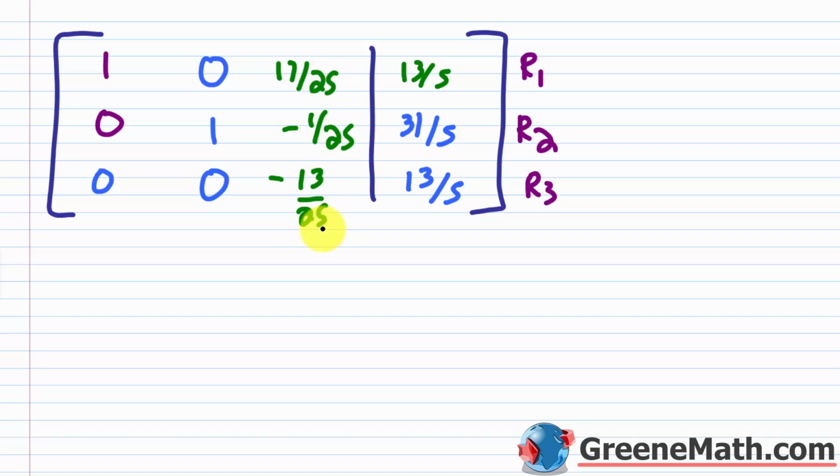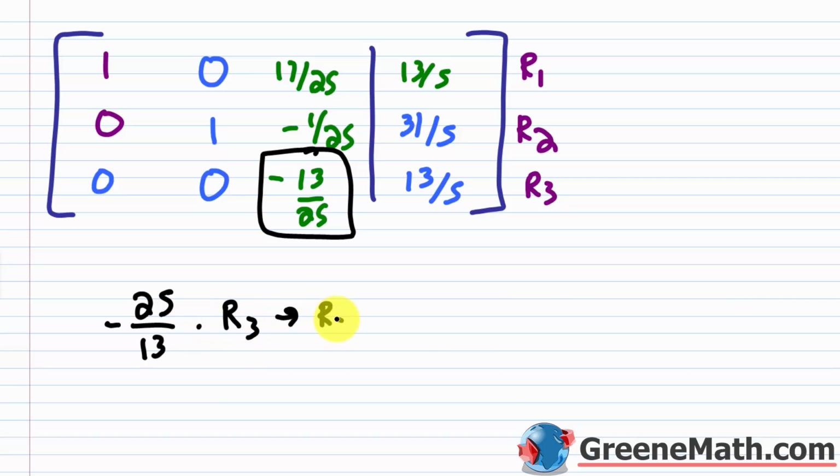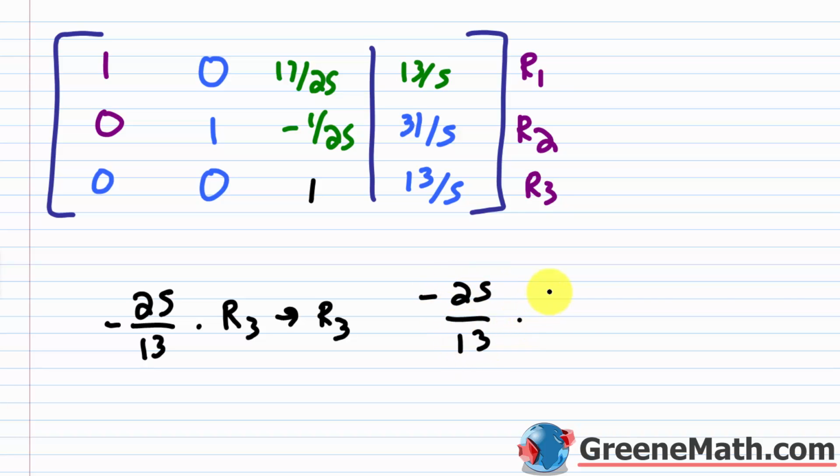So now I want to move on to this column, and I want to get a 1 here, okay? So how do I do that? I multiply row 3 by the reciprocal of this. So I would take 25 over 13, the negative of that, multiply it by row 3. That's my new row 3. Again, this one and this one are not going to be affected. This guy is going to be a 1. And then this guy right here, I'd have negative 25 over 13 times 13 over 5. The 13s are going to cancel. Negative 25 over 5 is negative 5. So this is negative 5.